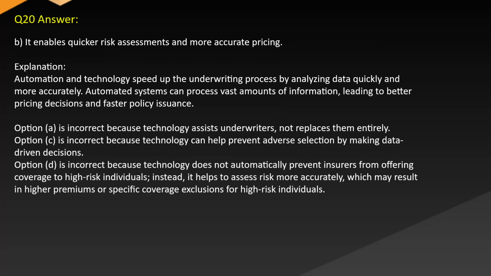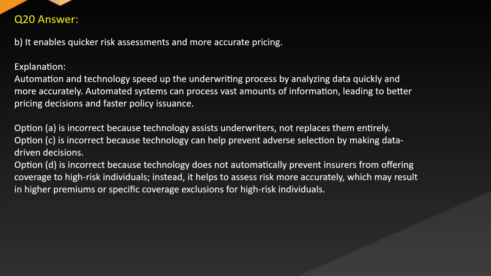Answer: B. It enables quicker risk assessments and more accurate pricing. Explanation: Automation and technology speed up the underwriting process by analyzing data quickly and more accurately. Automated systems can process vast amounts of information, leading to better pricing decisions and faster policy issuance.